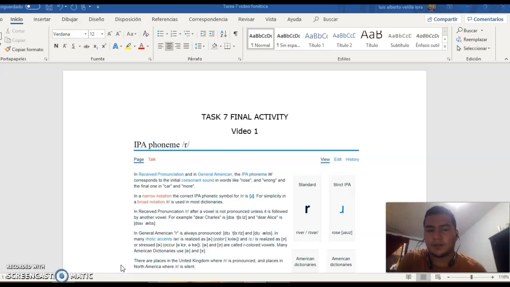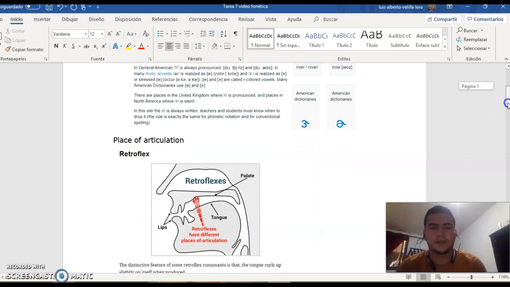In narrow notation, the correct IPA phonetic symbol for R is the inverted r. For simplicity, in broad notation, R is used in the more common dictionary. Examples for the words are river and rose.